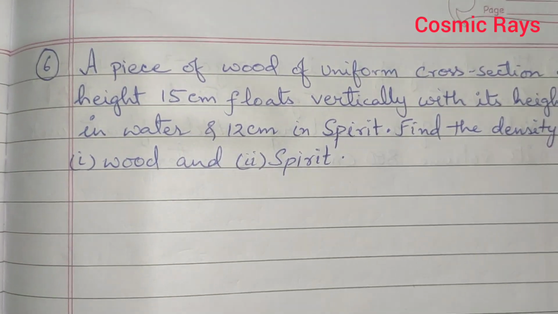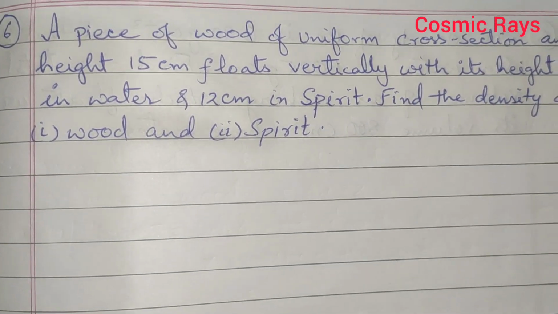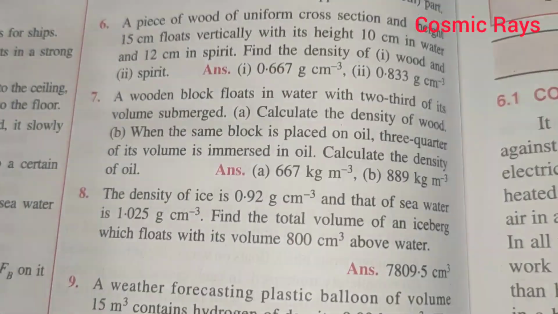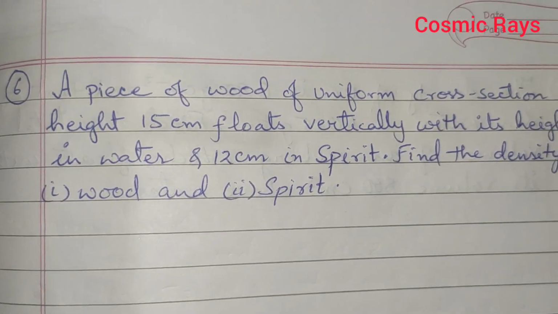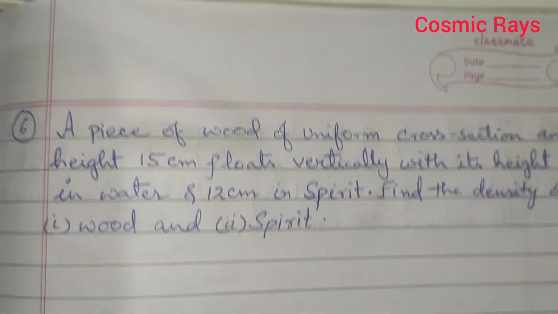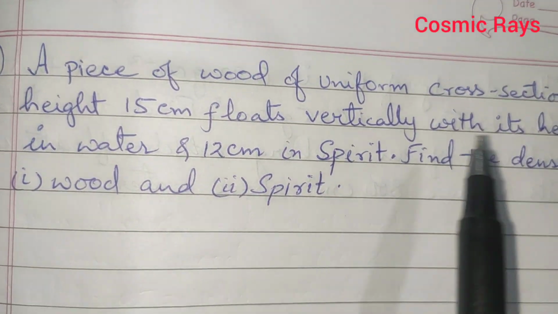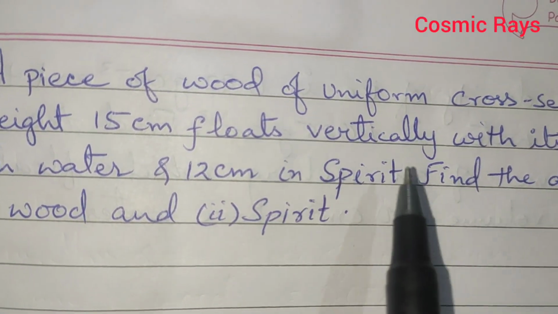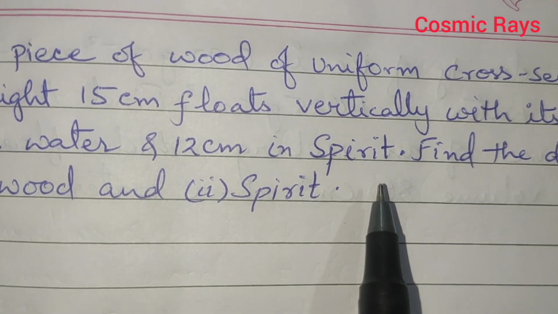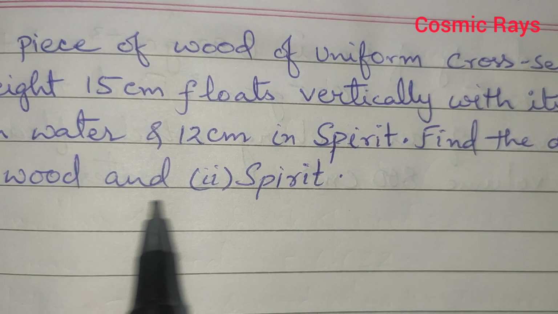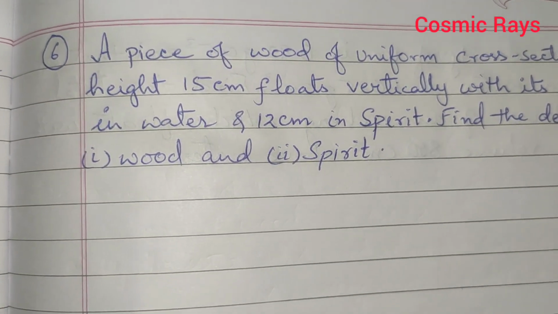Now we go to the next type of question, that is number 6. It says a piece of wood of a uniform cross section and height 15 cm floats vertically with its height 10 cm in water and 12 cm in spirit. We have to find the density of the wood and the spirit. So let's write the given things.